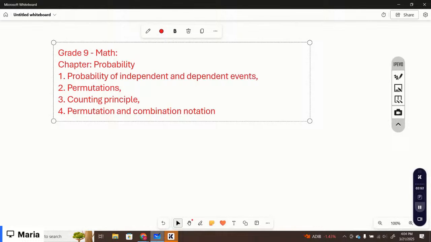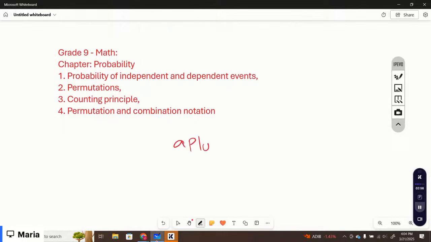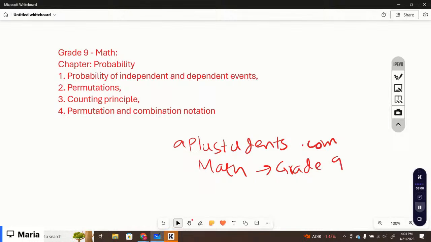You have to log in there using your email address, and the password is provided by the administrator. Then you have to select math from the subject tab, scroll down to grade 9 math and then click on view all lessons. There you can find the list of the chapters. We're going to start with the chapter probability.